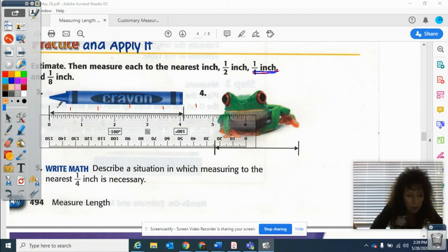So like here's a quarter and here's a quarter, and then here's a quarter, quarter, quarter, quarter. So when we say a quarter or 1/4, that means we're dividing our inch up into 4 sections. And each section is called a fourth or a quarter.